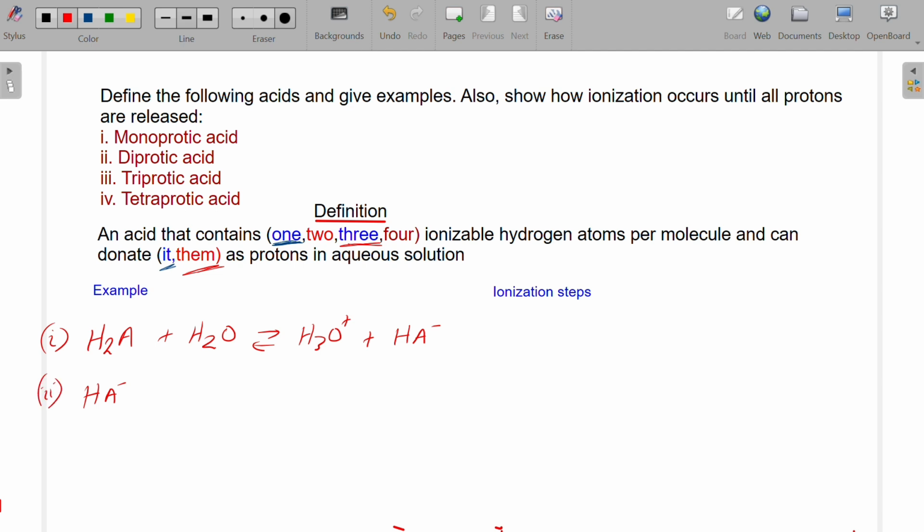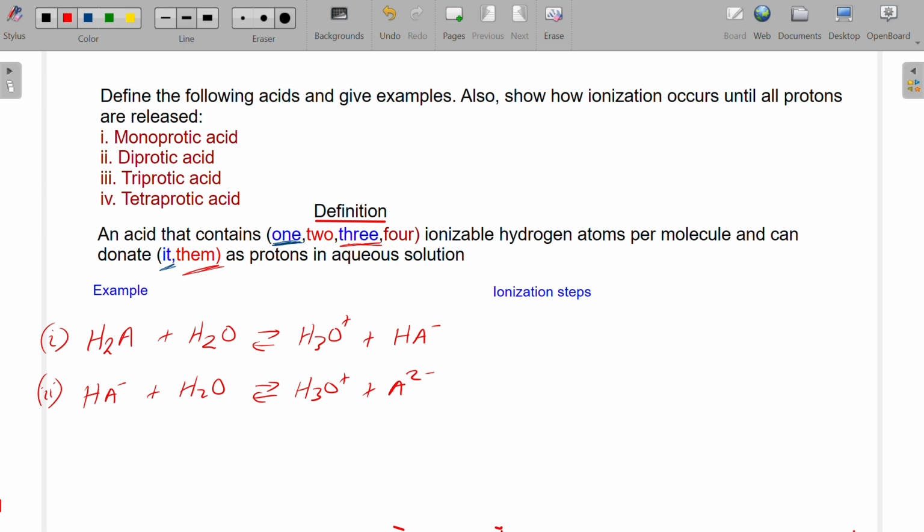This is our second step for a diprotic. When you put this one in water, what we are going to produce again will be the hydronium ions still that are added to. Now what remains there will be A, but this A will be having a charge of 2 minus. So without using an actual acid, you can basically show the ionization steps.